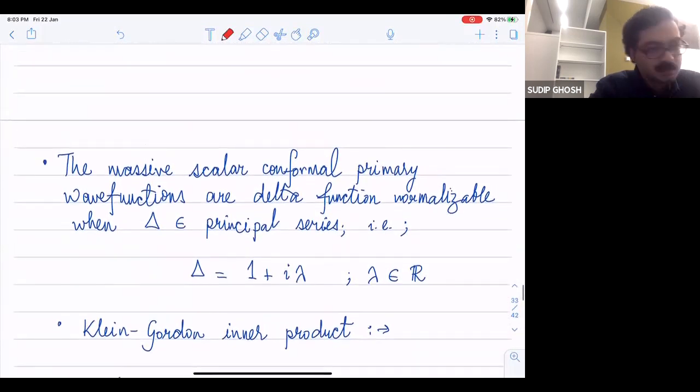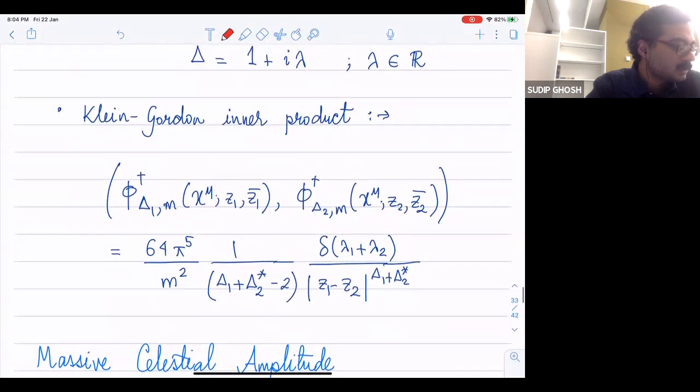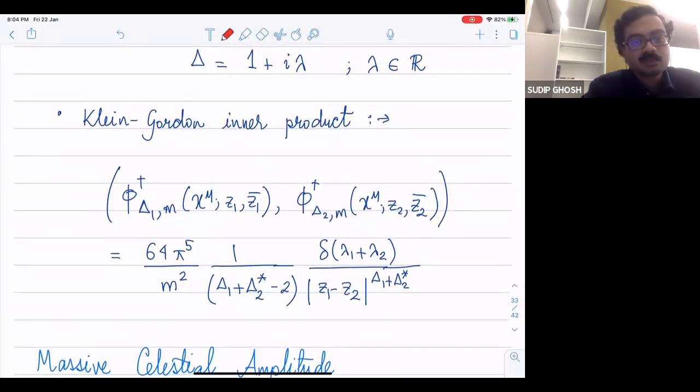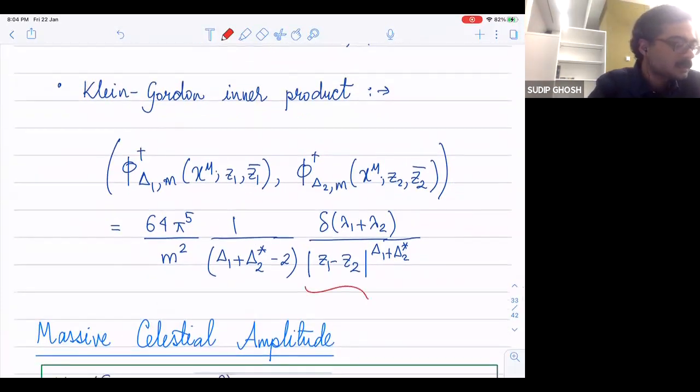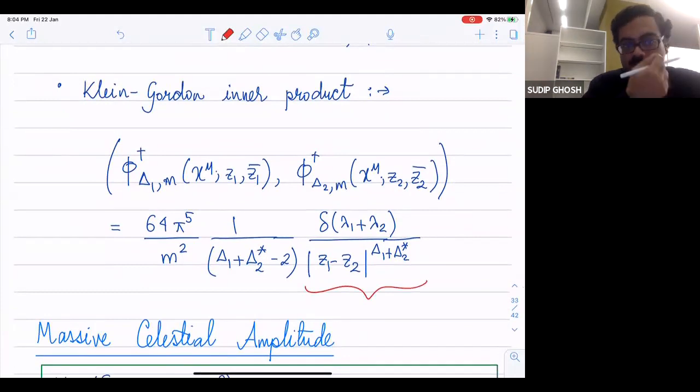And in this case what you can also show is that the massive scalar conformal primaries are delta function normalizable only when the scaling dimensions delta lie on the principal series. And then the last thing I wanted to show is that you can compute the inner product between these, and in this case you find a more or less standard 2D CFT form. You don't see these funny delta functions.